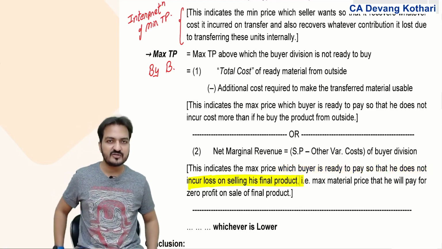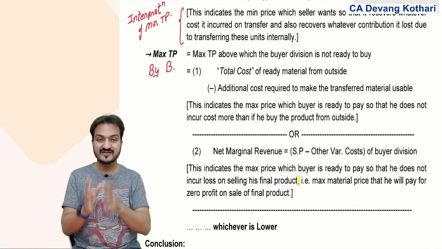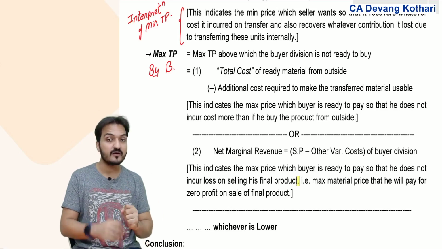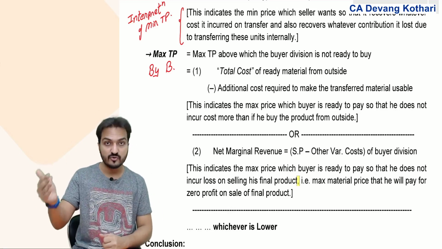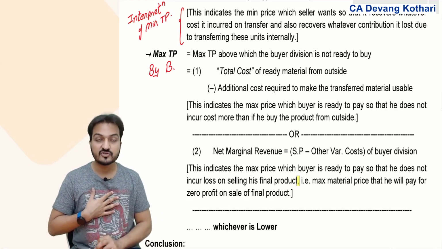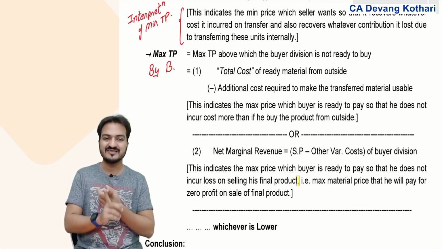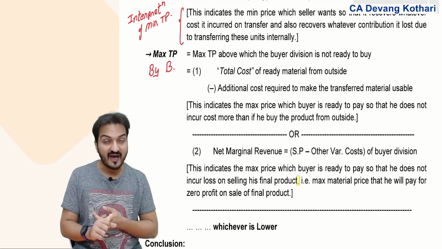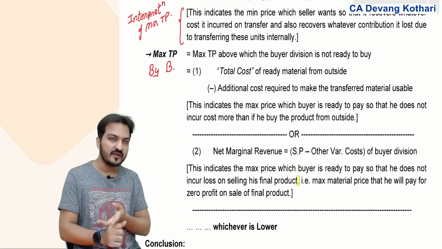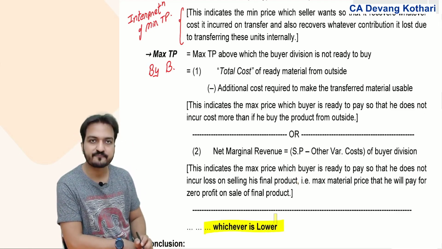Look, buyer division has to check two things. He will compare what the market price of the ready material outside is, and he will also compare whether, if I pay this transfer price to you, it will give me a loss in my production or not. So the maximum price that he is ready to pay is the one which is lesser than the market price and which does not make him incur losses. What will he be ready to pay? He will be ready to pay whichever is lower.